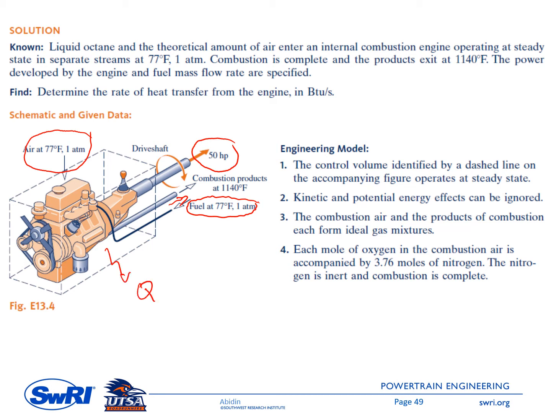And the assumptions: this is a control volume identified by the dashed line here, and it is at steady state. We can ignore the effects of kinetic and potential energy, and the combustion air and the products of combustion each form an ideal gas mixture. Each mole of oxygen in the combustion air is accompanied by 3.76 moles of nitrogen. We can also assume that the nitrogen is inert and combustion is complete. So it means in the products we only have CO2, water vapor, and nitrogen.